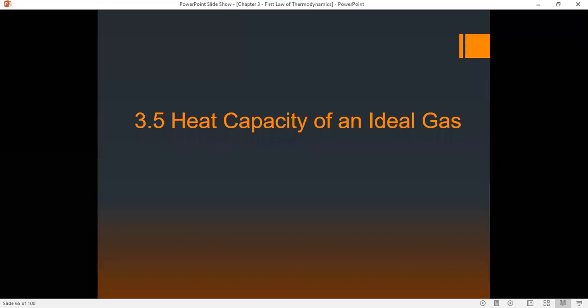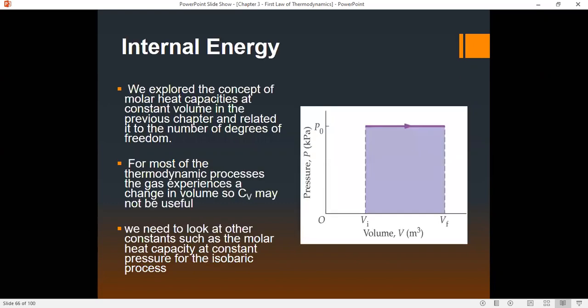Okay, let's look at the heat capacity for an ideal gas. And we're going to look in terms of the molar heat capacity and why the molar heat capacity at constant pressure is different from the molar heat capacity at constant volume.